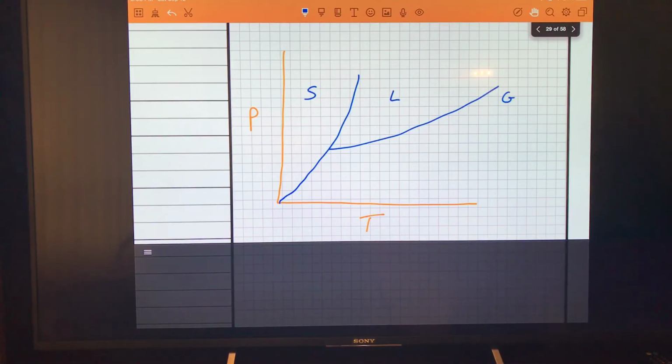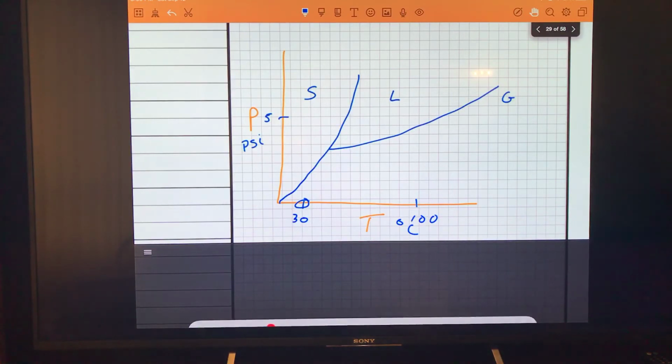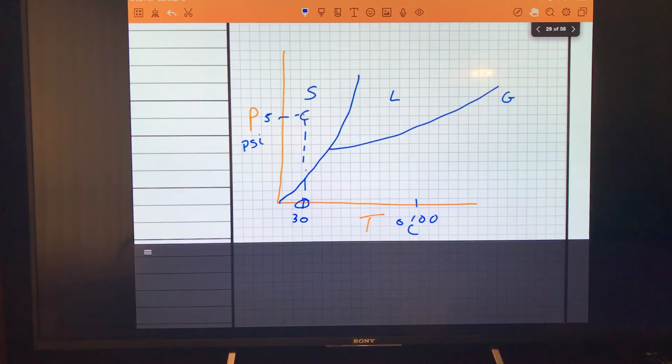So if I put something on here like 30 degrees Celsius and 100 degrees Celsius, and I told you, well, a substance is at 5 psi. We'll do psi this time instead of atmospheres. 5 psi. And at a temperature of 30, what is the state of matter? And so you could just follow up and go, oh, it's a solid.